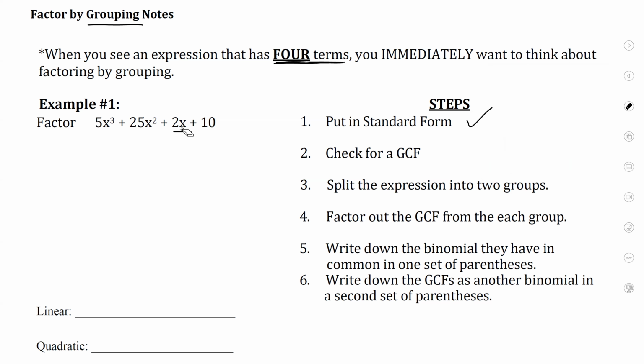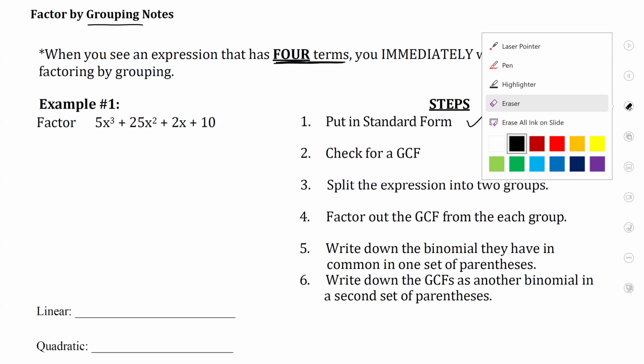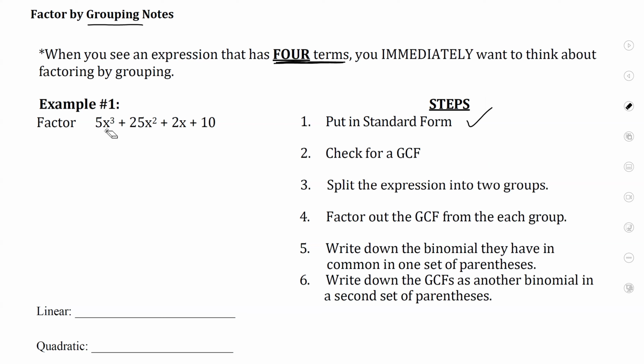Guys, what can this 5, 25, 2, and 10 all be divided by? Really? 2 can be divided by 5? Is 1 the only number that they can all be divided by? 5 can't be divided by 2. Okay, so 1. All right, so we checked for a GCF. It's only 1, so that's nothing. We don't have to do it.